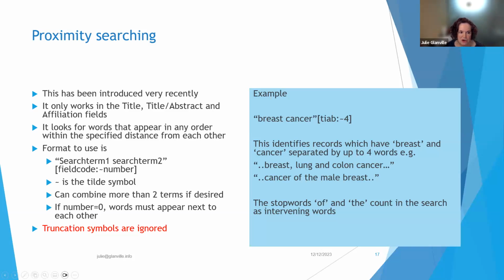The affiliation field is the author's address. The proximity searching operator looks for words that appear in either order, any order, within a specified distance from each other. And the way you construct your search is to specify your terms and then follow those terms with the square brackets, the field code, which is T, TIAB or AF, a colon, a tilde, and then the number of words that you want to separate your search terms.